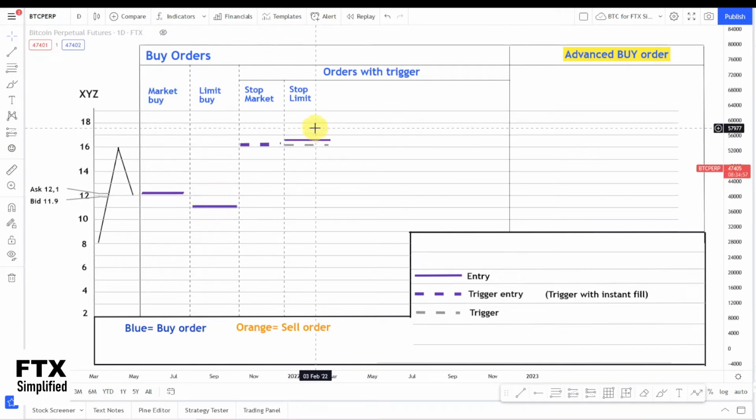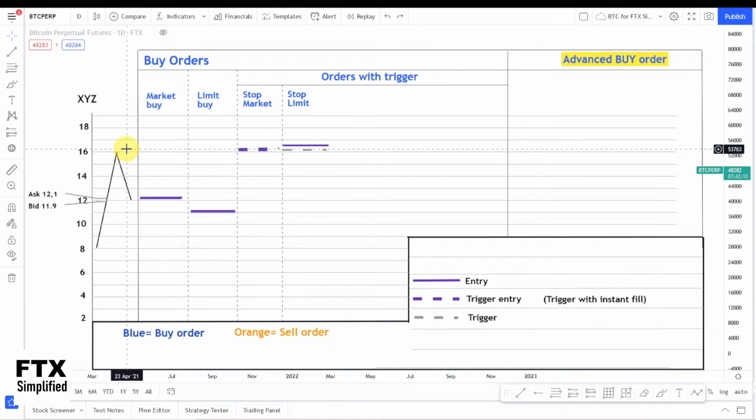And with those two stop orders, you could place a trigger buy above the current price. So you can use the stop orders to buy when the price reaches a certain price level. Let's say when the price of XYZ reaches $16.1. The stop market order has a dotted purple line, which means it's a trigger entry. And this means that when you're triggered, you will buy at market. So you will buy for the ask price at the moment you're triggered.